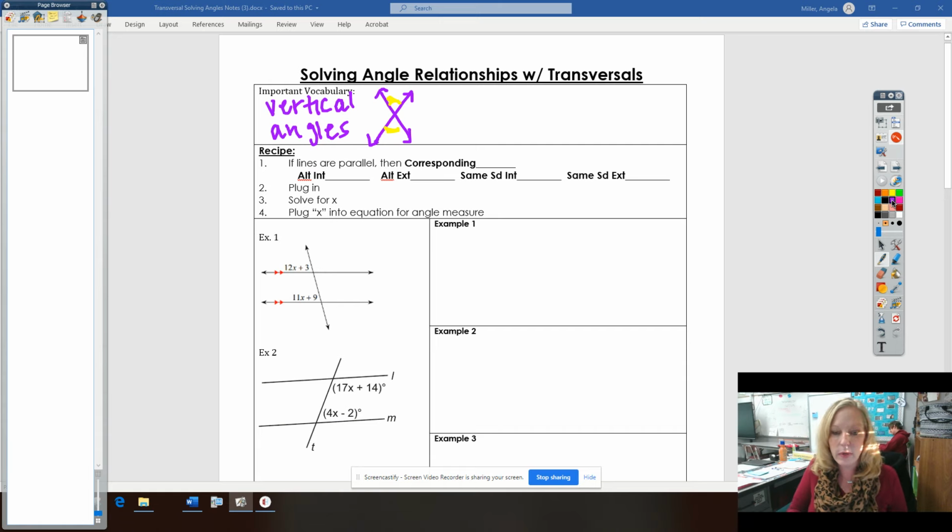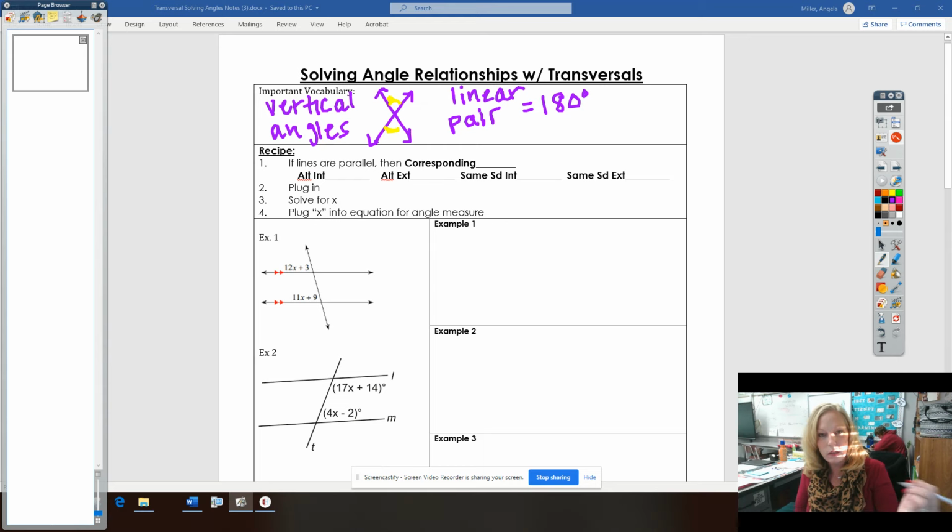The next thing that we need to remember is a linear pair. Now remember, a linear pair is two angles that form a line, and they add to equal 180. So a linear pair is going to somehow form a straight line and have another angle. And remember, if this one was 120, then this one would be 60 because together they form 180 degrees.